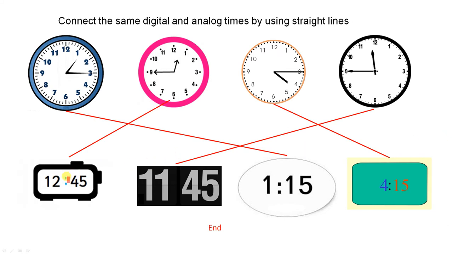So there's 12:45, that's the digital time, the same as the analog time. 11:45, digital, analog. 1:15, digital, analog, and 4:15, digital, analog.